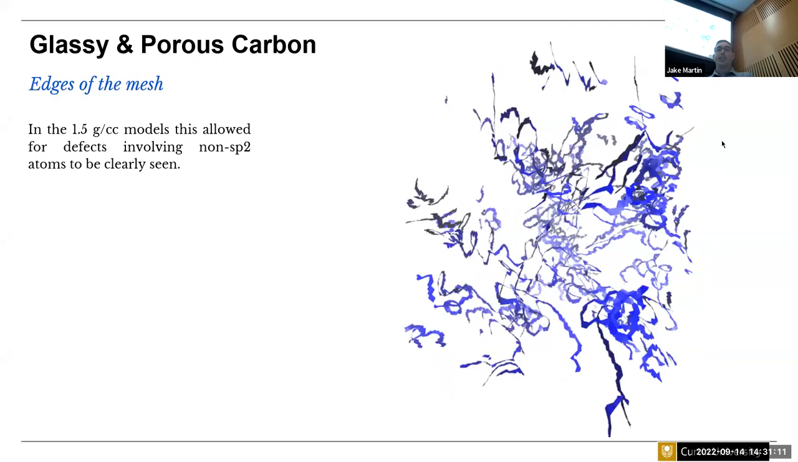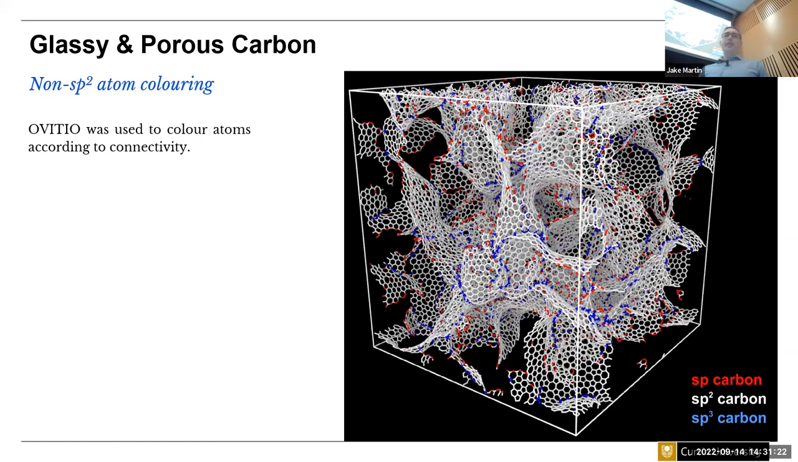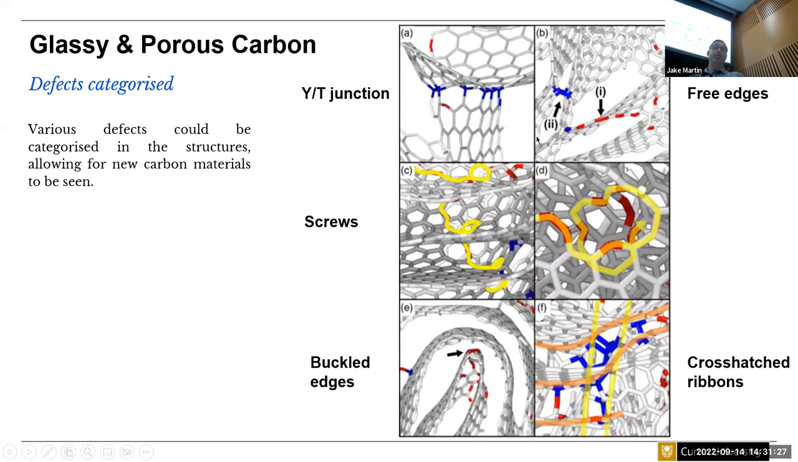It's actually very hard to see this. I'm repeating that a lot, but it's very hard to visualize these things. I combined that with plotting the non-sp2 carbon atoms, and that allowed us to find some new structures. So the first one is a T junction, where a sheet just terminates on the end of another sheet.